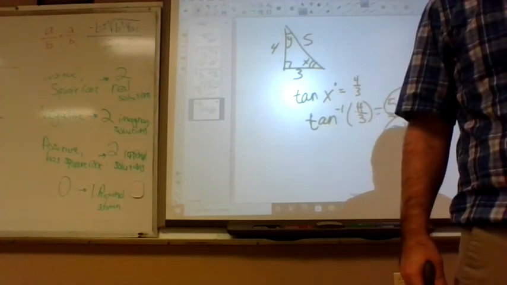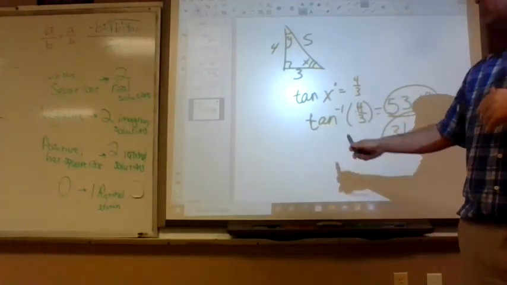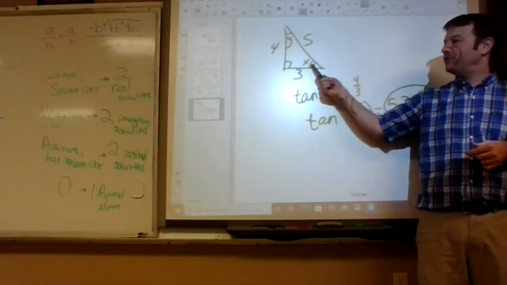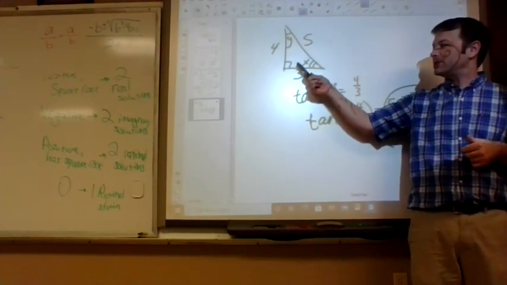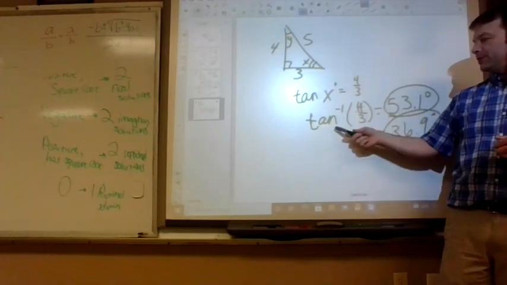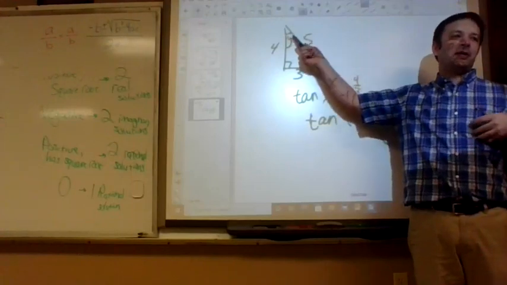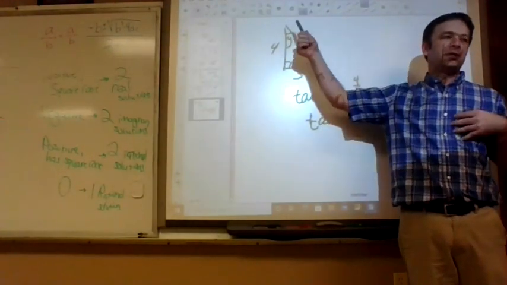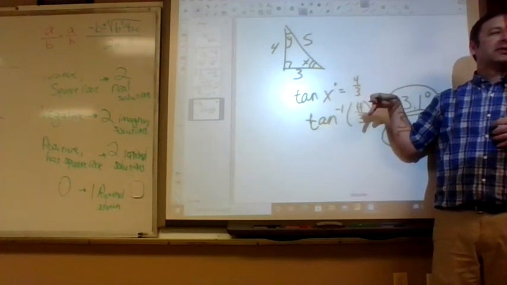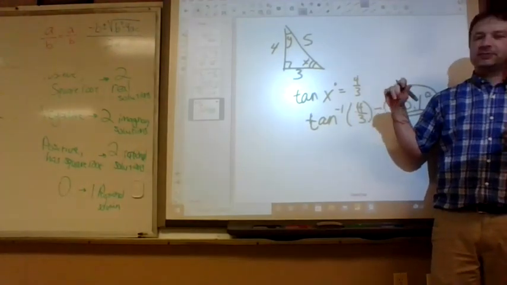What are we actually doing? We're saving our brain energy. If we know this one, we can just do 180 minus these two to get that. Or we could have done this with tangent inverse of 3/4 to get y, just like we did for x. Okay, are you actually following along?